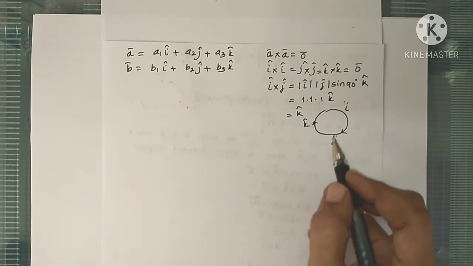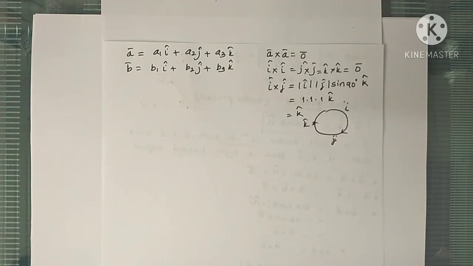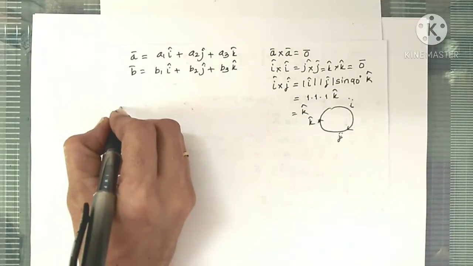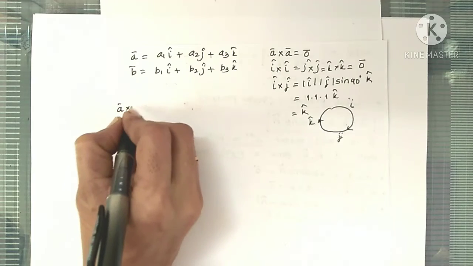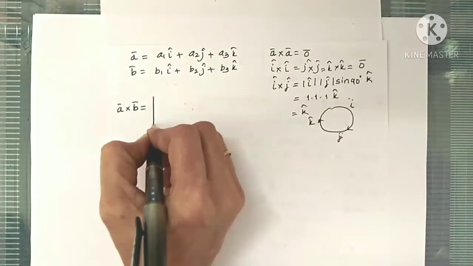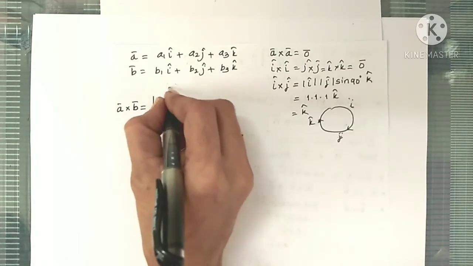So using this, you can remember the cross products of the unit vectors i, j, k. Simplifying, let's consider the cross product directly. So what is the cross product? Using these facts, a bar cross b bar, we can write as a determinant.